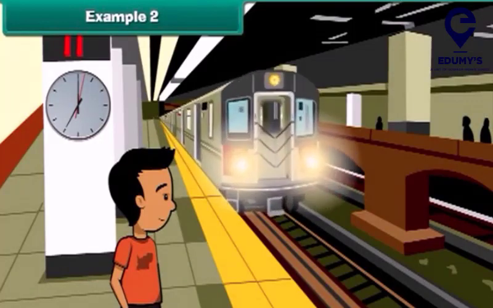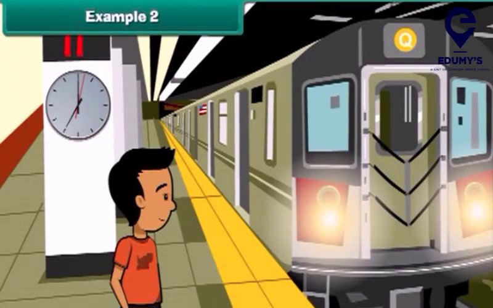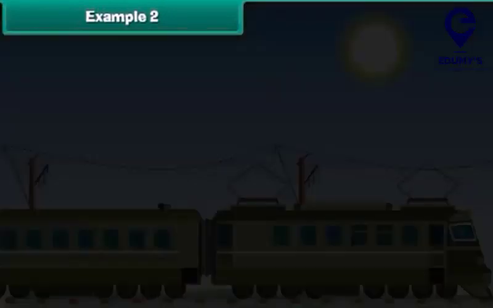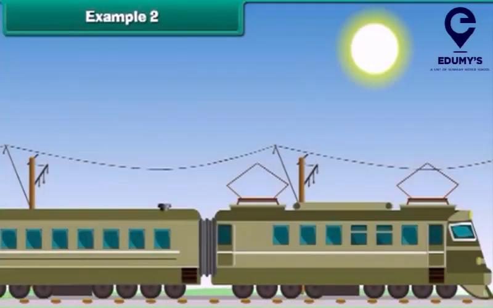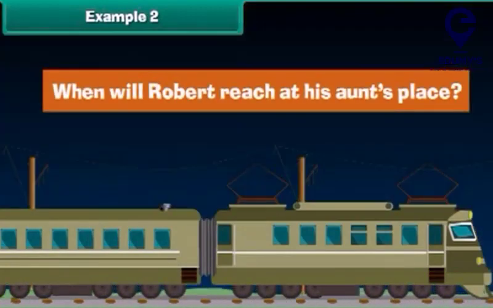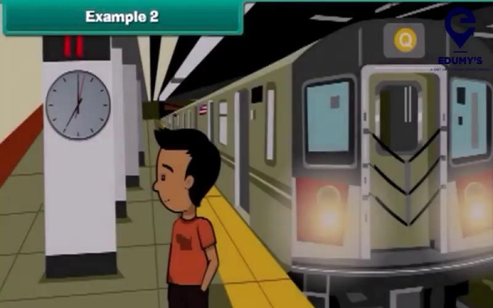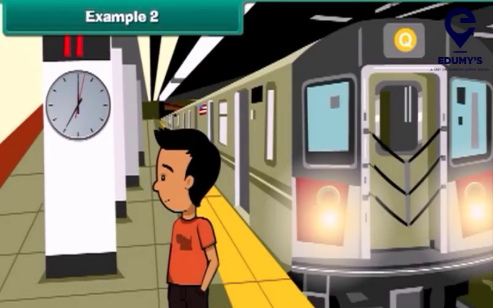Robert starts at 7 a.m. for his aunt's place by train. The journey time is 12 hours. When will Robert reach his aunt's place? After 12 hours, it will be 7 p.m. So Robert will reach his aunt's station by 7 p.m.